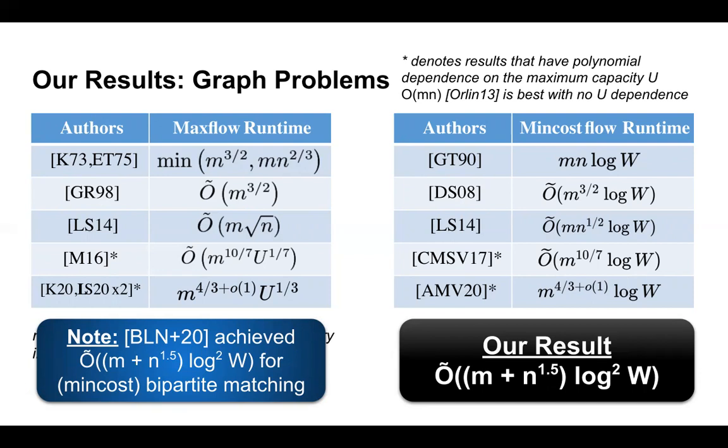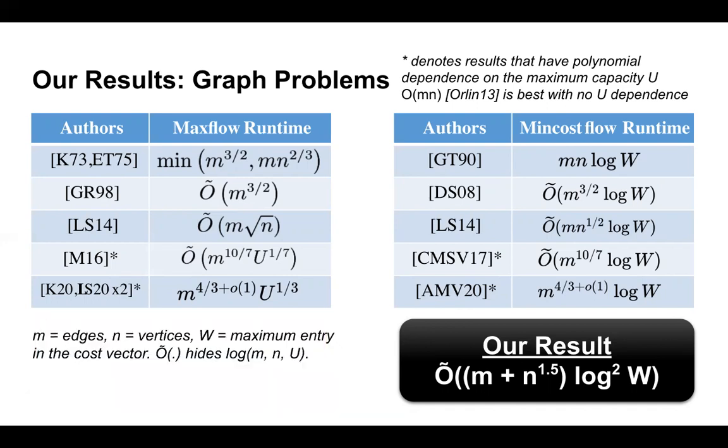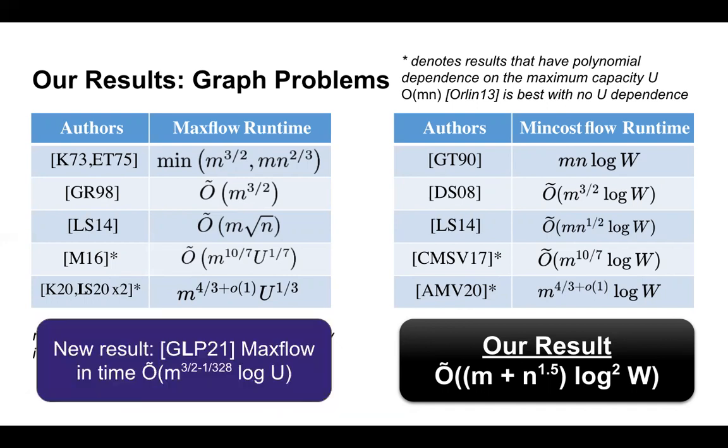In some sense, bipartite matching corresponds to the standard form of LPs because there's not a two-sided constraint on the edges. There's only a one-sided constraint. The flow goes in some direction, not the other. Additionally, some co-authors and I have recently been able to extend ideas from this work to give a max flow algorithm that runs in time m to the 3/2 minus 1 over 328, times log U. And this is the first algorithm that's faster than n to the 1.5 log U on sparse graphs.